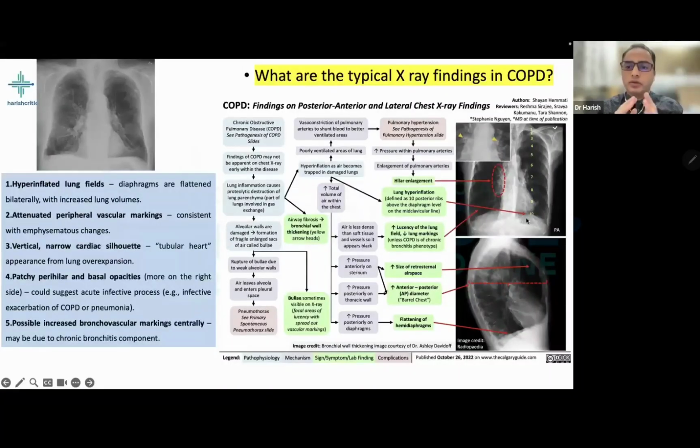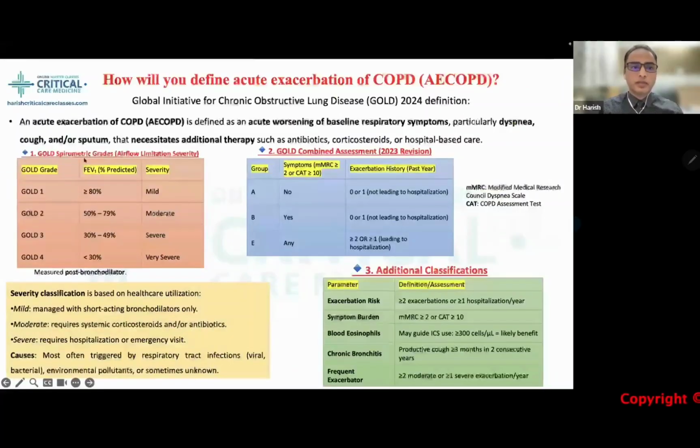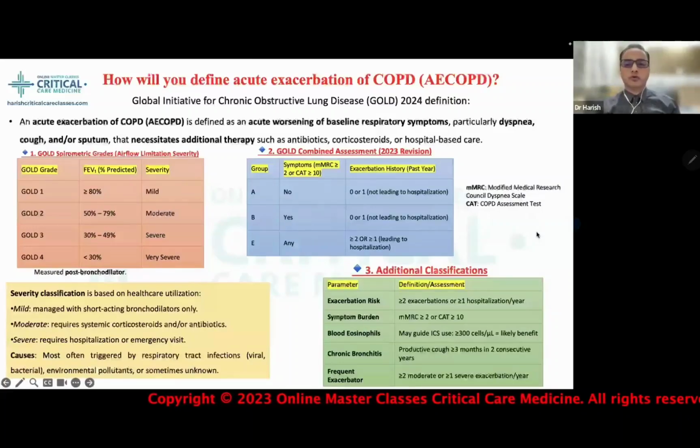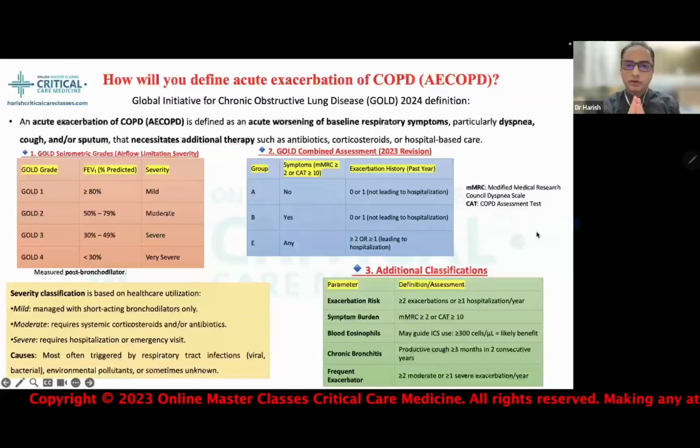So that also some of the findings of COPD patients, very, very important. So you can go through this summary. Okay, so basically this patient looks like having an acute infective exacerbation of COPD. How are you going to define an acute exacerbation of COPD?